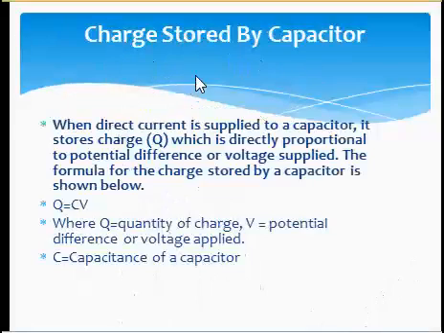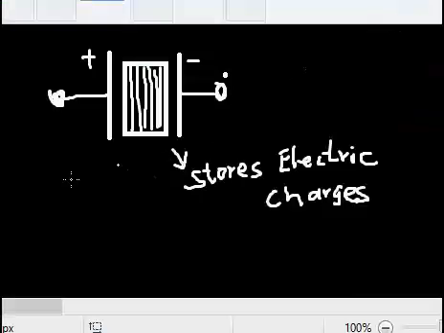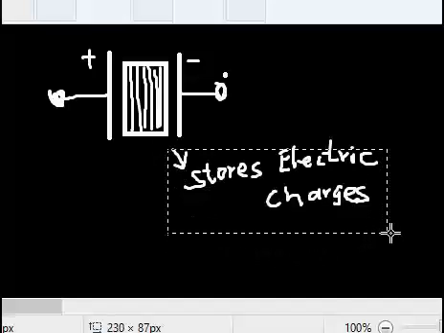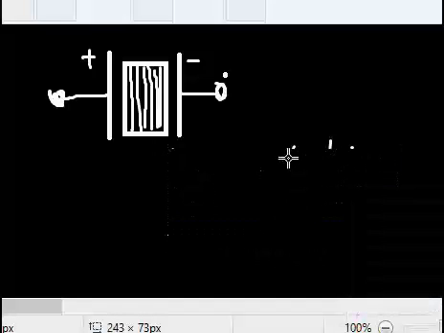Now let's talk about the charge that is stored by a capacitor. When do capacitors store charge? When a direct current is supplied to a capacitor, it stores charge Q, which is directly proportional to the potential difference or voltage supplied to it. This simply means that the capacitor doesn't just store charge, it stores charge in an electric field.